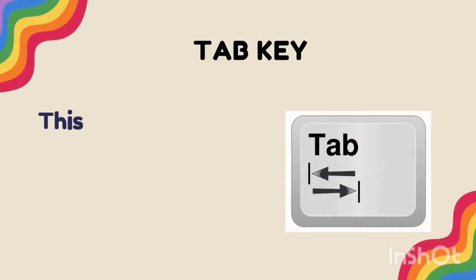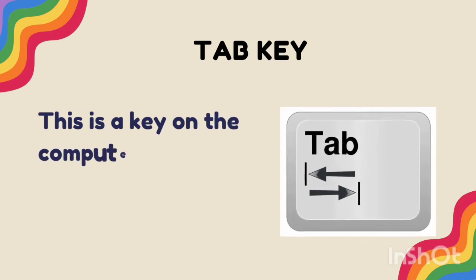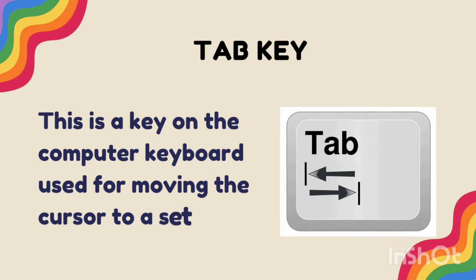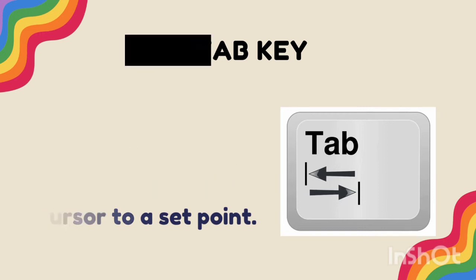Then the next is the tab key. The tab key is the key on the computer keyboard used for moving the cursor to a certain point. Yes, if you check when you're typing, there is something blinking on the screen that is called the cursor. As you type, it keeps moving and the letters start displaying. So the tab key, you use it to move the cursor to a certain point. As you press your tab, you see that cursor change position.